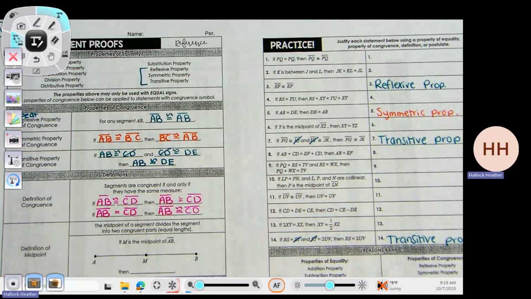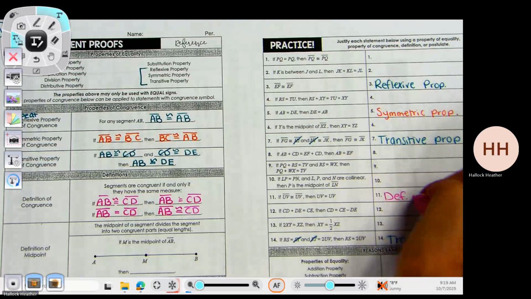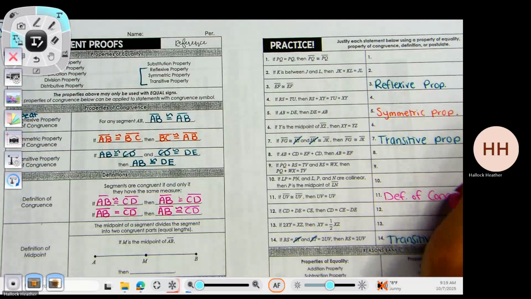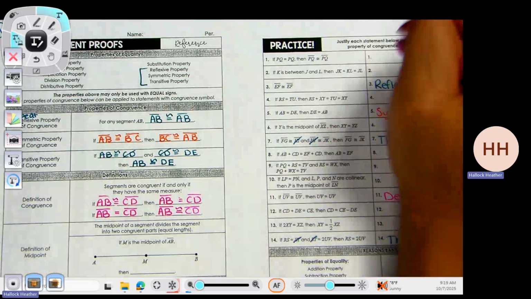Okay. So if it's congruent, it's equal. If it's equal, it's congruent. Same thing. So which number actually matches that? 11 matches it. 11 says if it's congruent, then it's equal. And then the other one is number 1, because if it's equal, it's congruent.